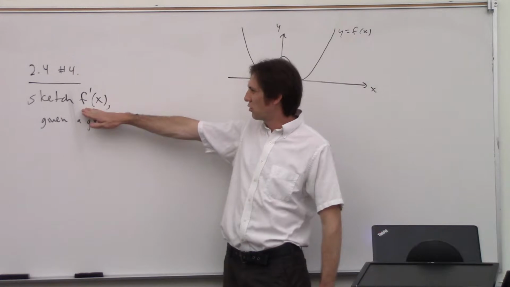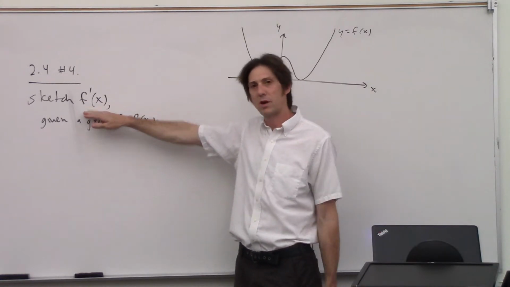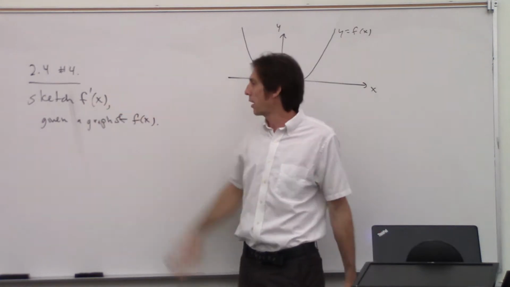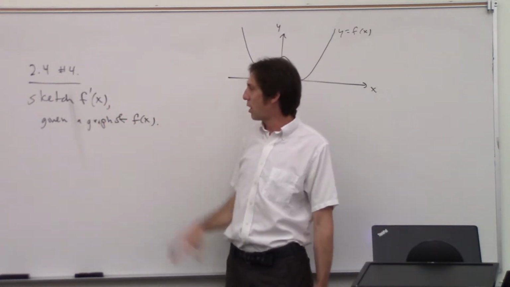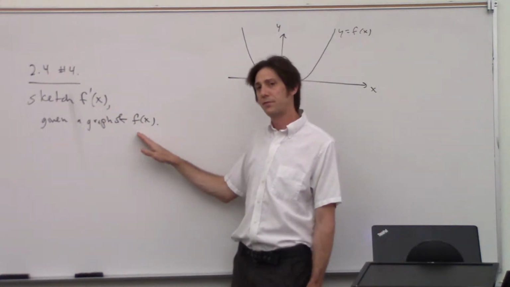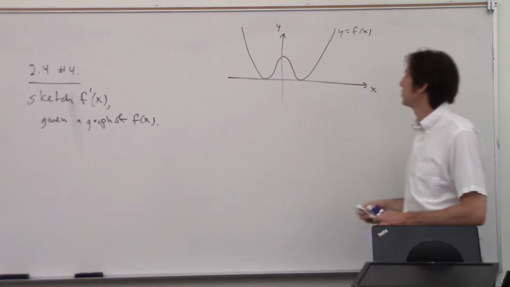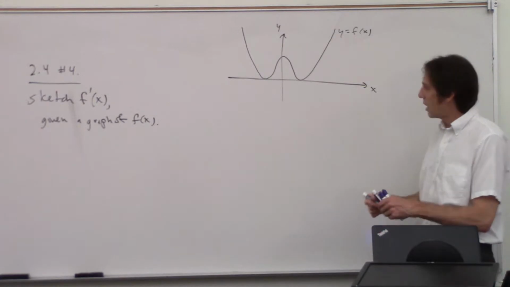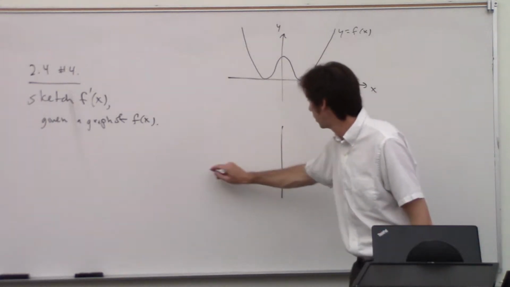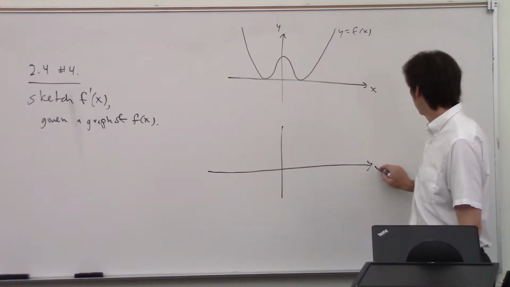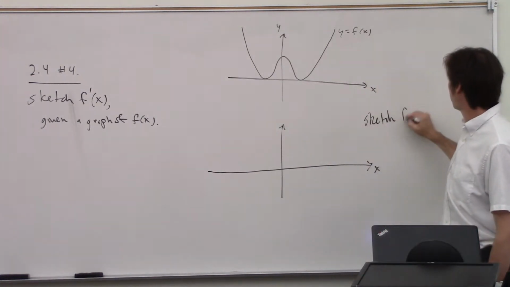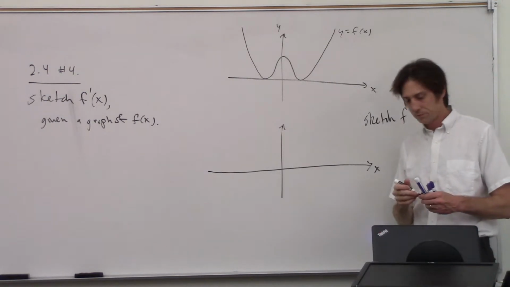I want to sketch a graph of f prime of x. If I have a function of x, it's often useful to know what its graph looks like. So here I'm going to try to sketch f prime given a graph of f. And I'll just make a real rough sketch. So here's my graph of y equals f of x. And somehow, right underneath this, on another coordinate axis, I'm going to try to sketch f prime down here.